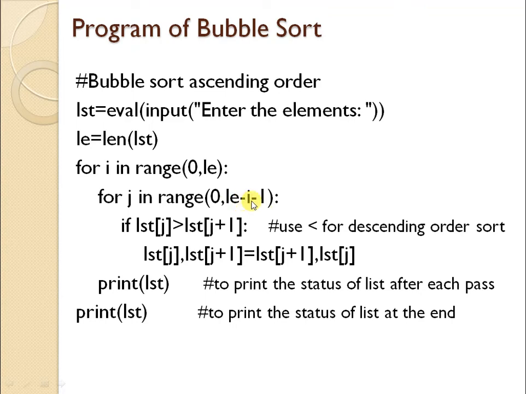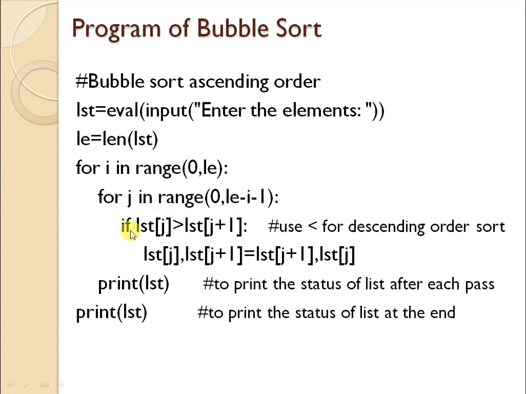Length minus 1, because the length that you calculate and the starting index value is 0, so the last index will be length minus 1. Okay, so that's why this length minus 1. And at each step one element will be at its exact position, so you will be getting one less comparison at each step.